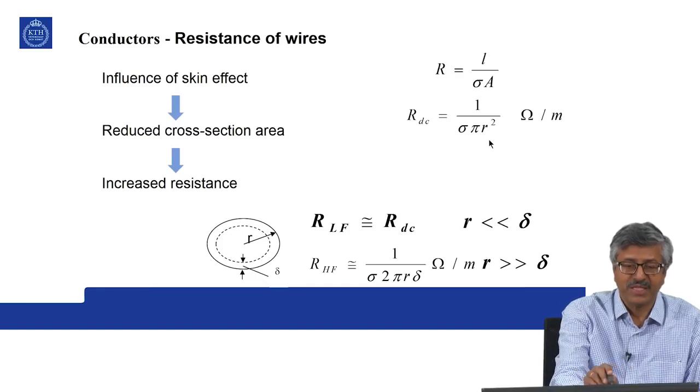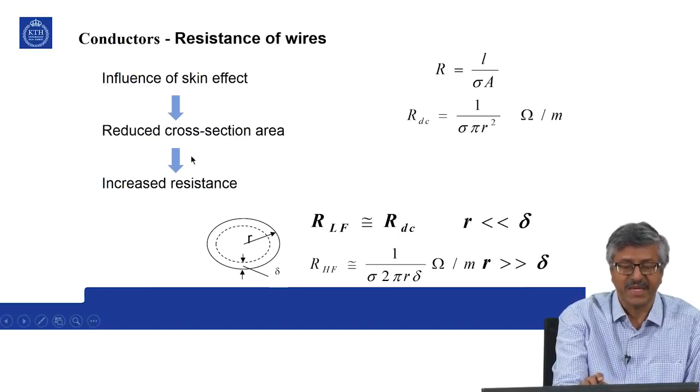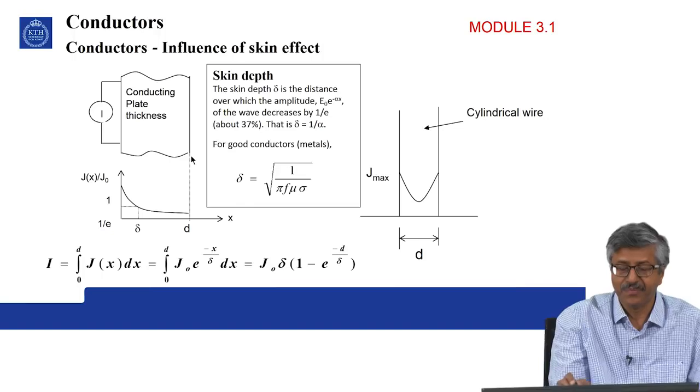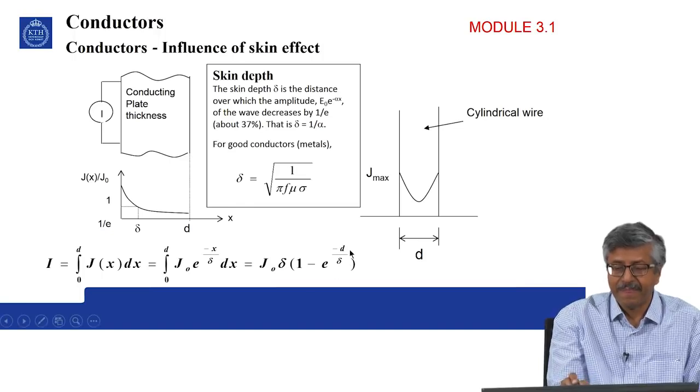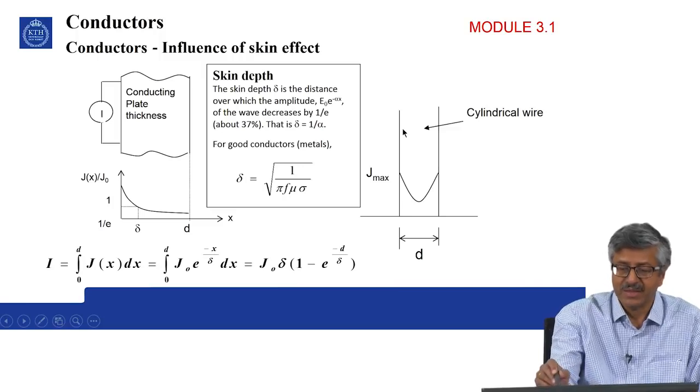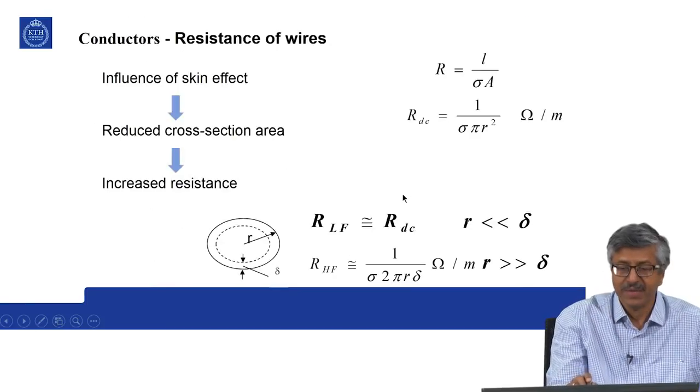Now, the influence of skin effect comes in this way, as reduced cross sectional area, because as you go much higher in frequency, this delta, the skin depth, is much smaller compared to d. So, this term becomes almost negligible, and almost all the current is confined to the surface. J0 delta times 1 will become the total current. So, the current is confined to 1 skin depth deep.